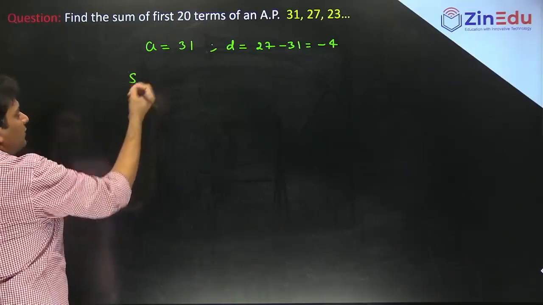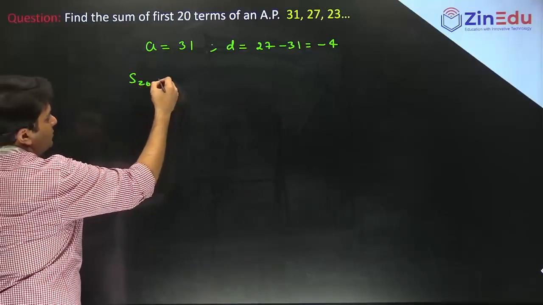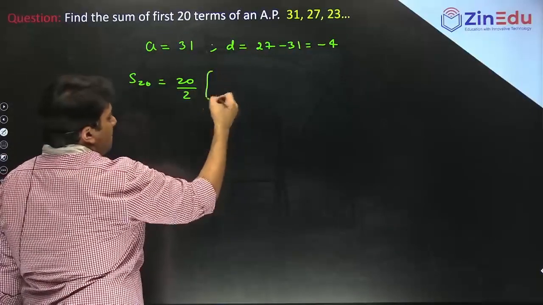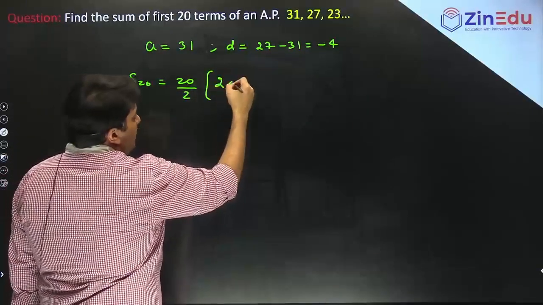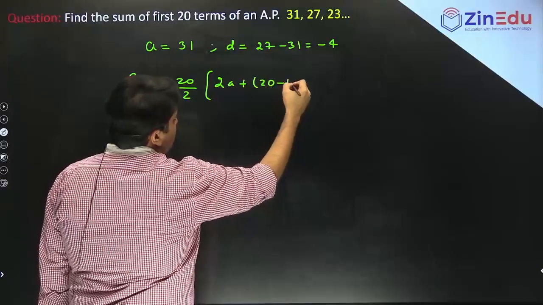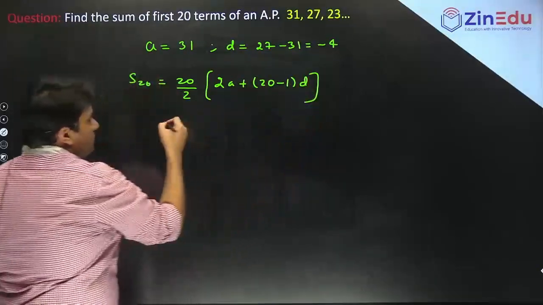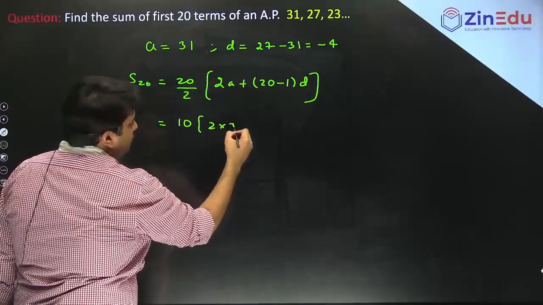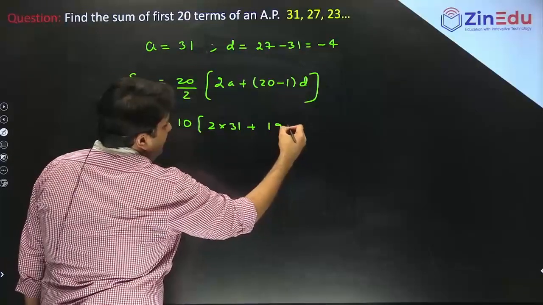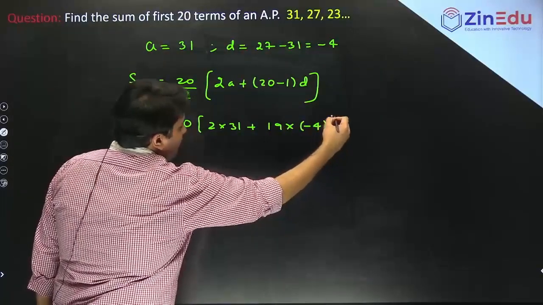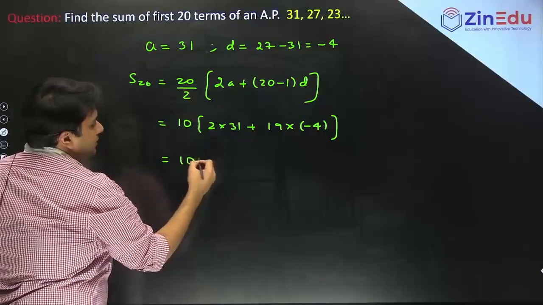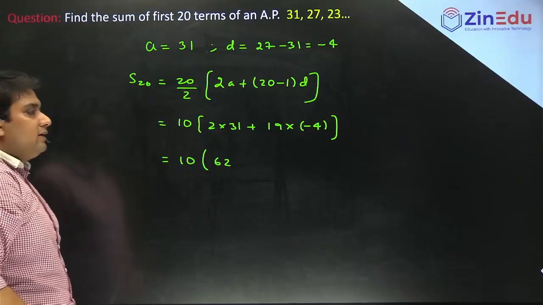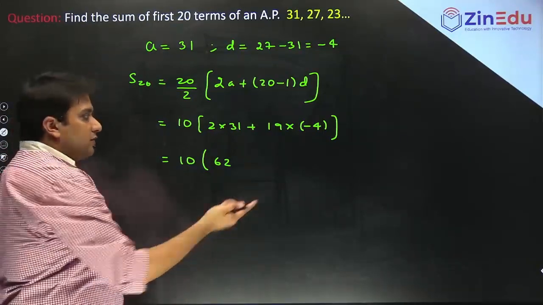And now we will be using the formula for first 20 terms. So that would be given by 20 by 2, that is n by 2, into 2a plus 20 minus 1 into d. So that means 10 into 2a, so 2 into 31 plus 19 into minus 4. That means 10 into 62, 31 into 2 would be 62, and 19 into 4 would be 76 with a negative sign.